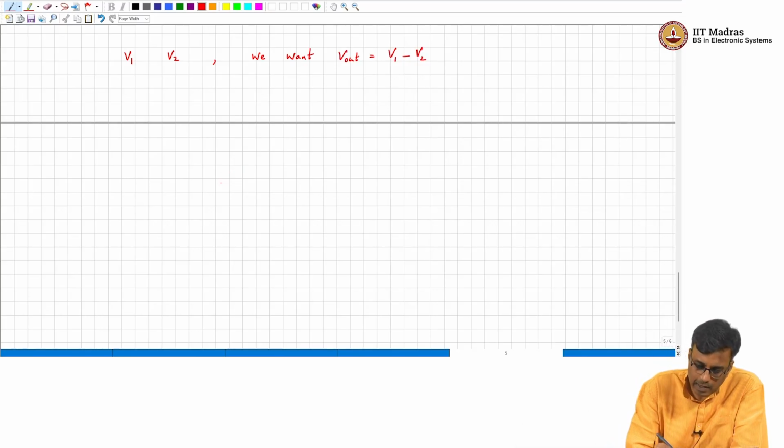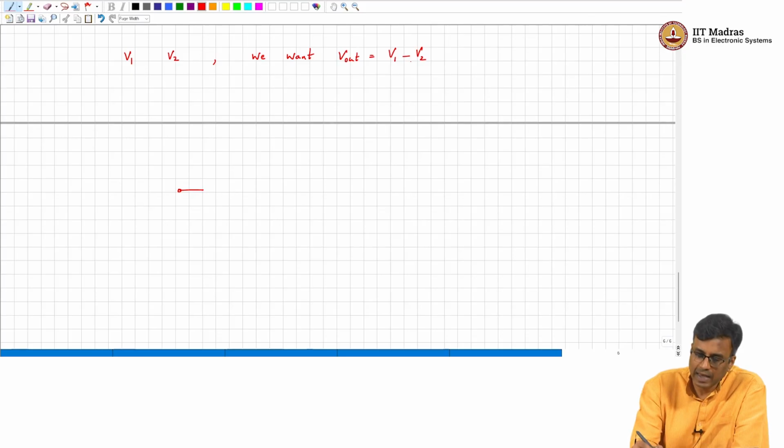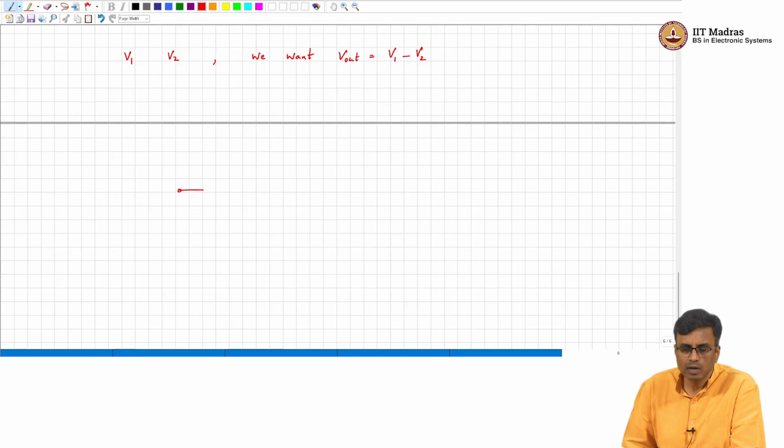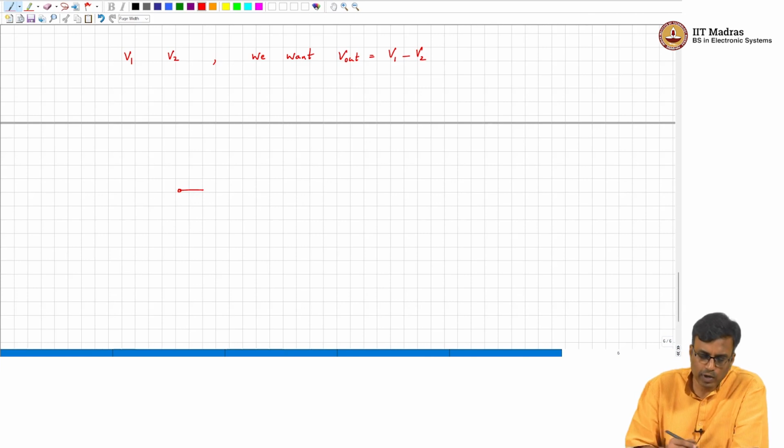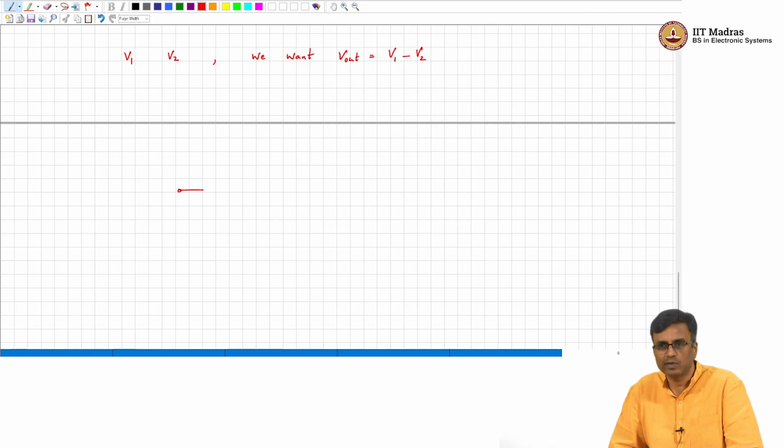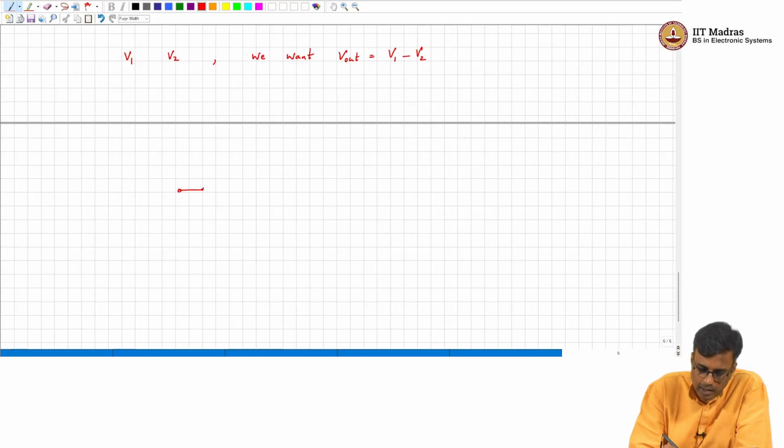Okay, so basically the insight is that we already know how to make the gain from V2 to Vout equal to minus 1. So, do we know how to make an amplifier with a gain of minus 1? How do we do that?